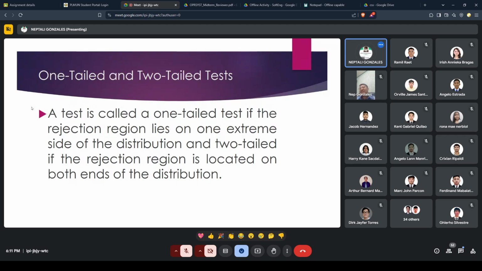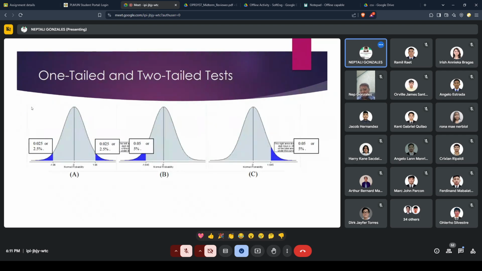So if you want to test only that your graph, imagine niyo laging ang gitna ay mean. Gitna ay laging mean. If you want to lean to the left, that is one-tailed. Left, one-tailed test. Kapag right, right, one-tailed test. But if you want to test both sides, that is two-tailed test. Normally, it is given in the problem.